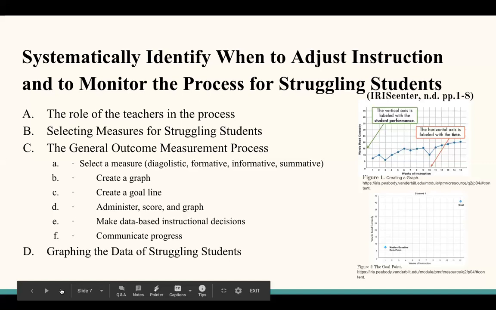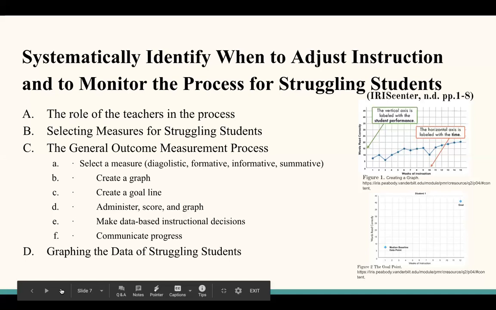The first step is to create a graph. A graph offers educators a simple visual representation that can help them make quick instructional decisions. The vertical axis presents student performance on the general outcome measure, such as number of words read correctly. We can see the sample graph on the slide.